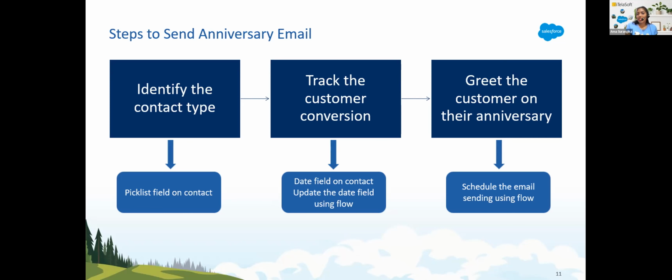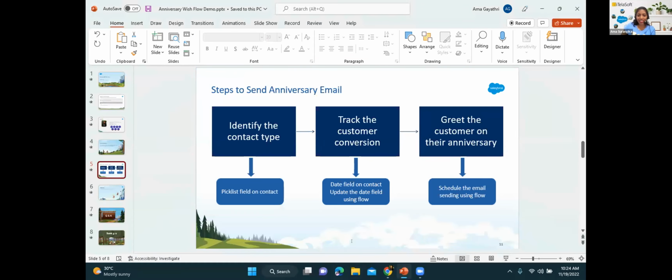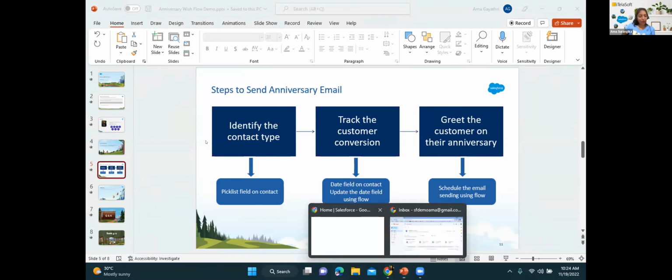So the next thing is sending the anniversary email based on the date when the contact became a customer. So for that, I'm going to use a schedule trigger flow. So that's it. That is about this screen, the presentation PowerPoint screen. Let's go to the org. So you can see my org, right?